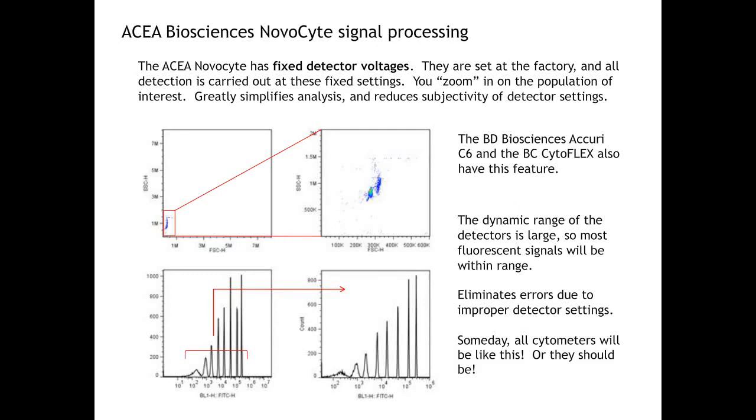The ASEA system and other cytometers as well also take advantage of detectors and electronics with very wide dynamic ranges. The ASEA has fixed PMT voltages. You do not adjust the PMT voltages as we're accustomed to doing on older systems. You collect a very wide dynamic range, and then you zoom in on the area that you want to see and analyze your data. I think this is a wonderful feature.